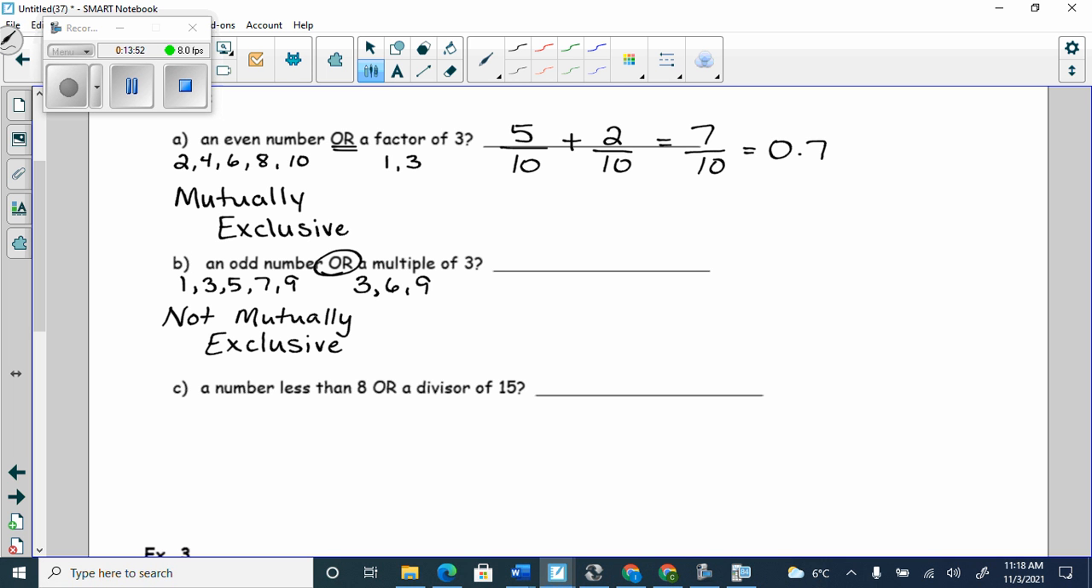And so we do the probability of odd, which is 5 out of 10, plus the probability of multiples of 3, which is 3 out of 10. And then we have to subtract off the numbers that double up, which are 3 and 9, correct? There's 2 of them. So we counted them in both of these probabilities, so we take it off once. So we get 5 plus 3 is 8, minus 2 is 6 out of 10, which is 3 out of 5, which is 0.6.